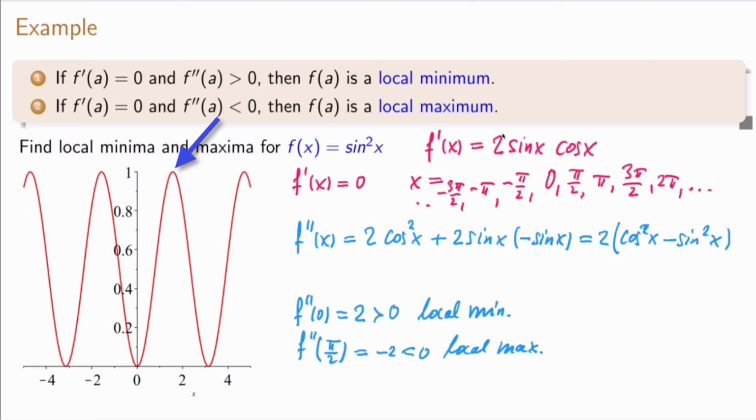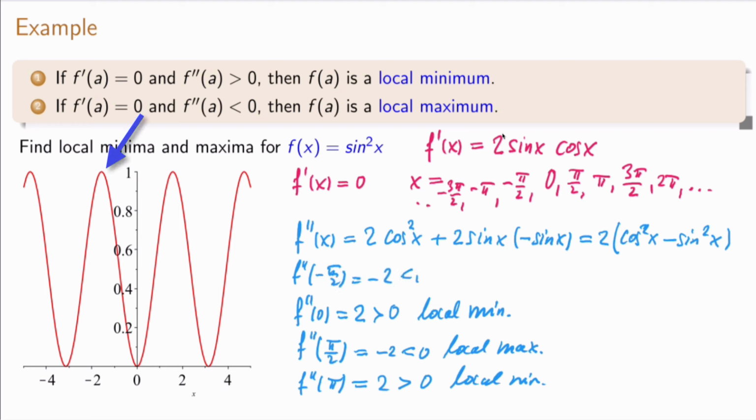And so on. So let's do maybe the next one, f double prime at pi. You can easily find out that this is again equal to 2, positive, local min, and this is a point here. And then if we do f double prime at minus pi over 2, it is minus 2, less than 0, so I have a local max. So of course, from the picture you see that max follows min, follows max, follows min, but then the second derivative test gives us the same result.